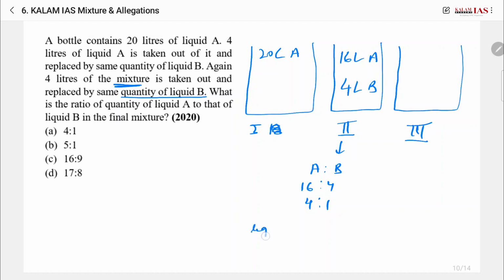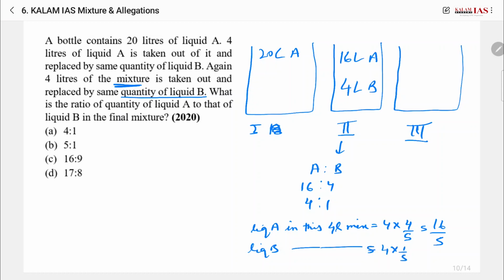Liquid A in this 4 liter mixture which is taken out will be 4 into 4 by 5, because it is 4/5 of the total quantity, that is 16 by 5. And liquid B in this 4 liter mix will be 4 into 1 by 5, because it is 4 is to 1, so it is 1/5 of the total, 4 by 5.